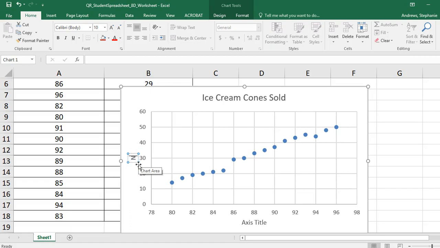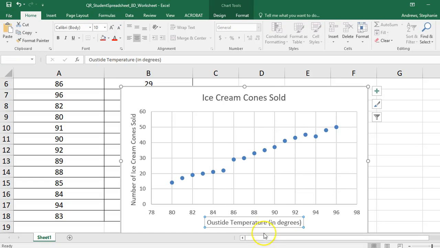This is actually the number of ice cream cones sold. And down here would be the outside temperature in degrees. And now we have the title of the ice cream cones sold, the outside temperature in degrees, and that completes part A.